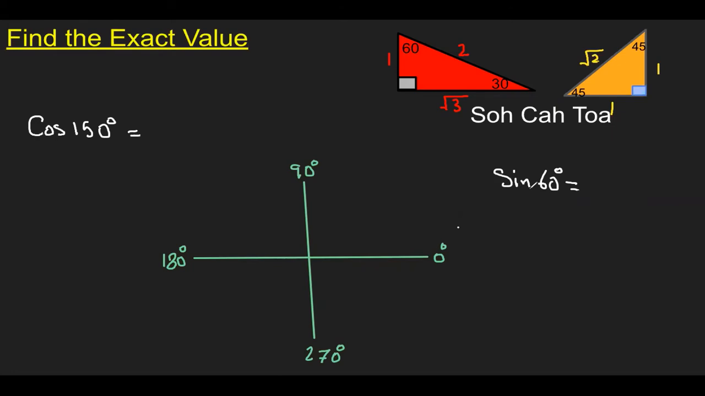And for sine 60, going back to SOHCAHTOA, sine is opposite divided by hypotenuse, cosine is adjacent over hypotenuse, and tangent is opposite over adjacent. So if I'm doing sine 60, sine is opposite, which is this side here, that's √3, over the hypotenuse. It's always opposite to the right angle, which is 2. So √3 over 2.